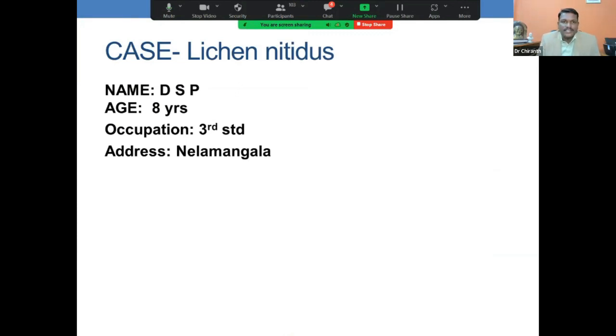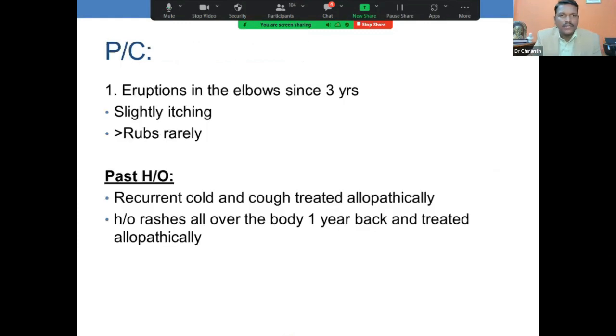Let us move on to the next case of lichen nitidus. There were some eruptions in both the elbows. The kid was 8 years old, and it had been there for 3 years. Slight itching, not so severe, and very rarely he used to rub and the itching was gone. There were no striking local symptoms of those eruptions.